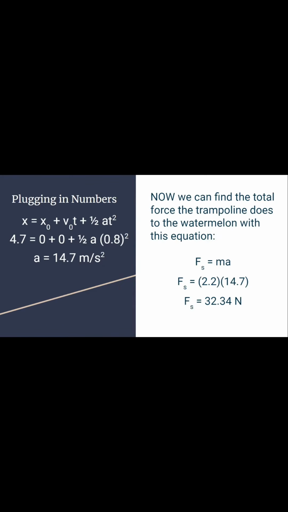Alright, so now we can start plugging in numbers. We put 4.7 for our final position, 0 initial position, 0 initial velocity, and 0.8 for time, and then we get our acceleration of 14.7 meters per second squared. Then we can use that acceleration to find the force the trampoline produces on the watermelon, which is mass times acceleration. We do the mass of the watermelon, which is 2.2, times 14.7, the acceleration, and we get that the trampoline applies 32.34 newtons of force.